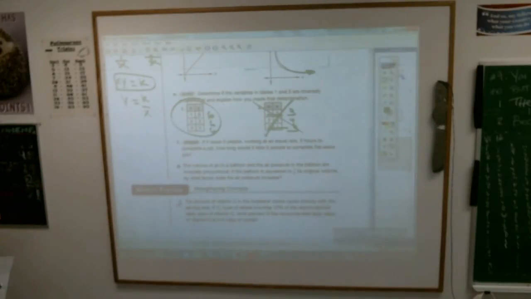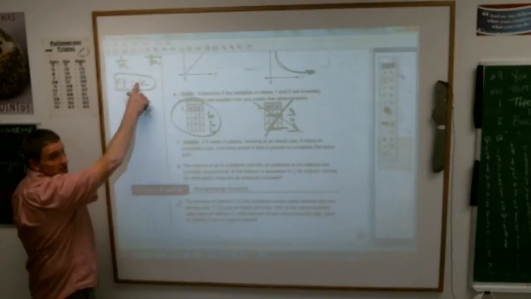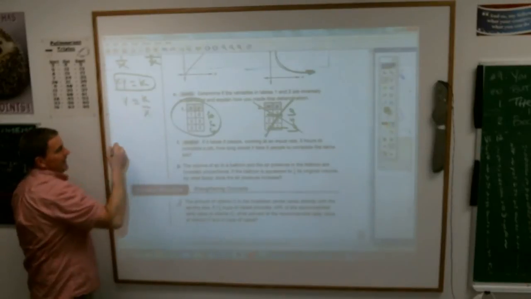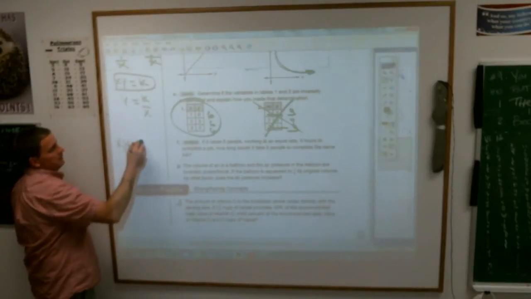Letter F. If it takes 3 people working at an equal rate 5 hours to complete a job, how long would it take 5 people to complete the same job? The question you ask yourself is, direct or inverse variation? The more people you have, the less time it takes. So that automatically makes you think of this: x times y has to equal k.